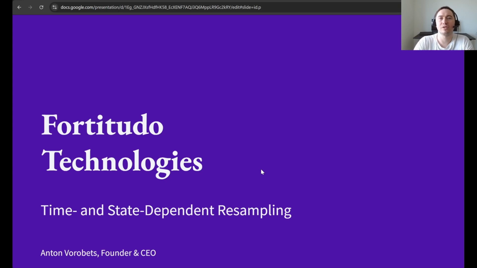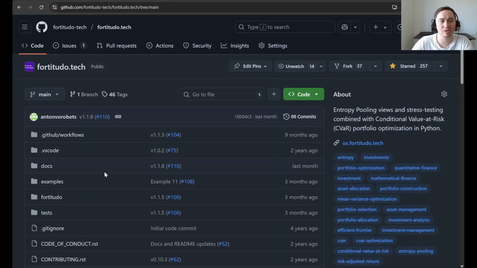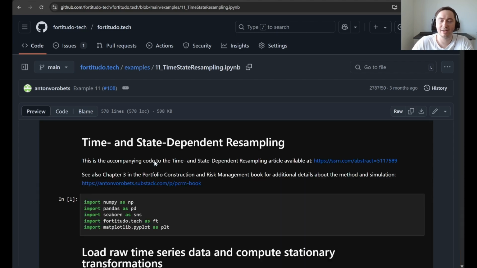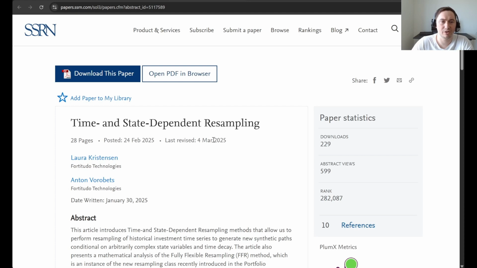This video goes through the time and state-dependent resampling article in Python code. So as always, we start at the front page of the repository and then navigate to the examples. And if we look here, for example, number 11, the name of it is time and state-dependent resampling, and it's actually the accompanied code to an article with the same name that you can find on this SSRN link. So let's just go there and look at what it contains.